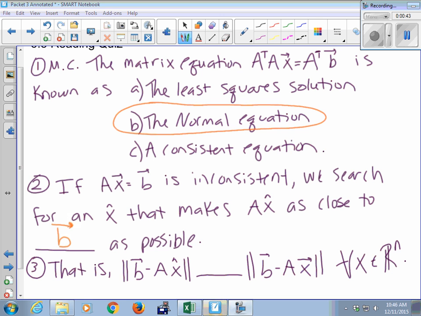The distance from B to AX hat, those double lines mean the length from B to AX hat, has to be what compared to the distance from B to any other AX? Less than or equal to. Great.